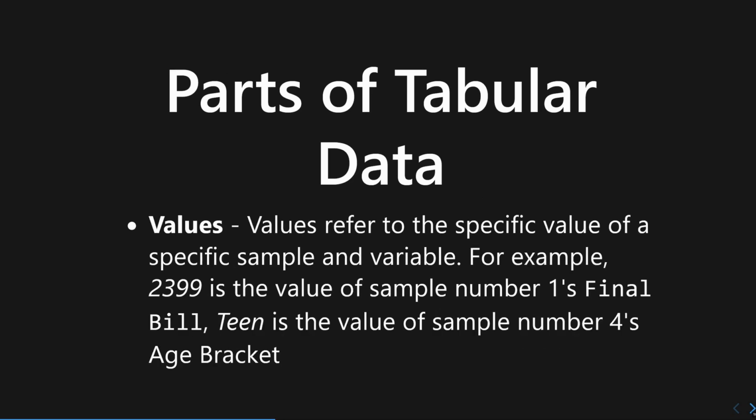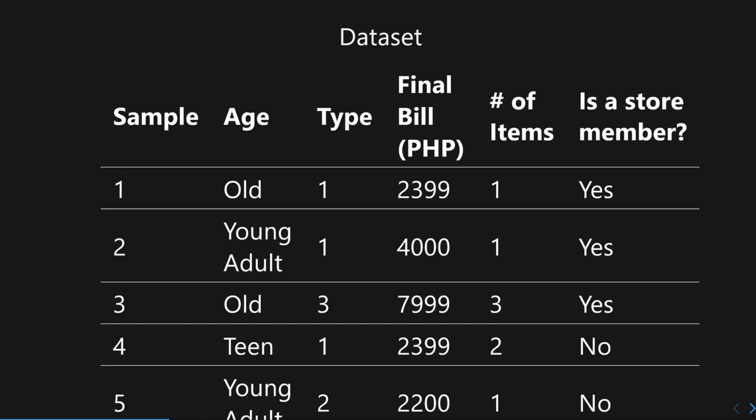So in the example that you see right here, the index would refer to the sample column right here. Every different sample also has a different sample number. It doesn't always have to be called sample. It could be called index, it could be called number, etc. As long as it represents a unique identifier for each row, that would refer to the index column of your data set.